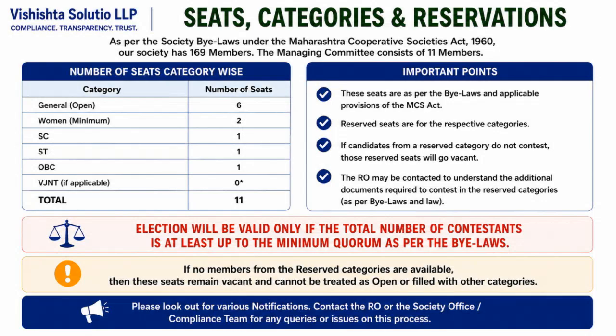Our society, as per the Maharashtra Co-operative Societies Act, has a total of 169 members, with the managing committee comprising 11 seats. These seats are divided into categories to ensure fair representation. Specifically, we have 6 seats open to the general category, 2 reserved for women, 1 each for scheduled castes, scheduled tribes, and other backward classes, and currently no seats reserved for VJNT.